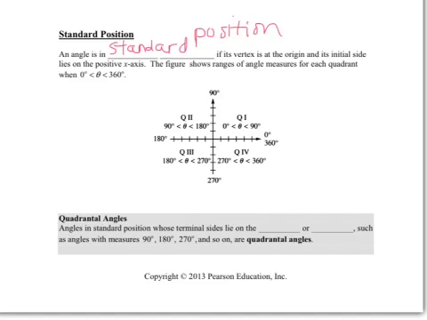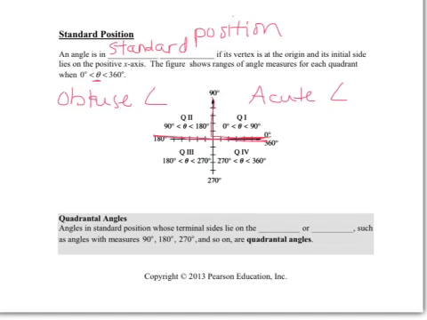The figure shows ranges of angle measures for each quadrant when theta, this is theta, is between 0 and 360 degrees. So what happens is here we're going to have an acute angle. So over here we have an acute angle. This right here, 180 degrees, is an obtuse angle. So that kind of gives you.